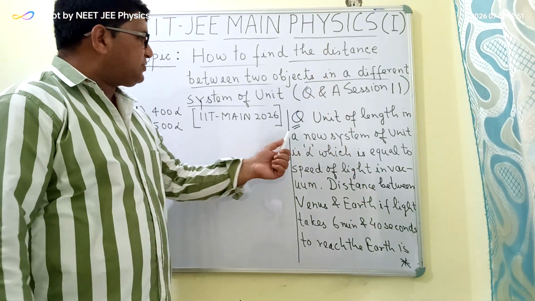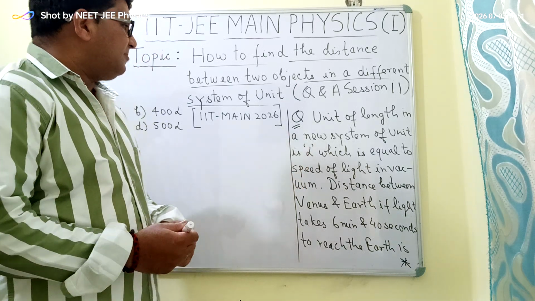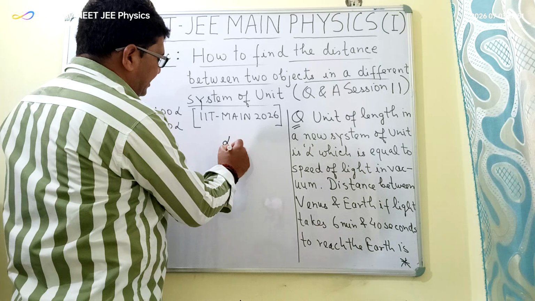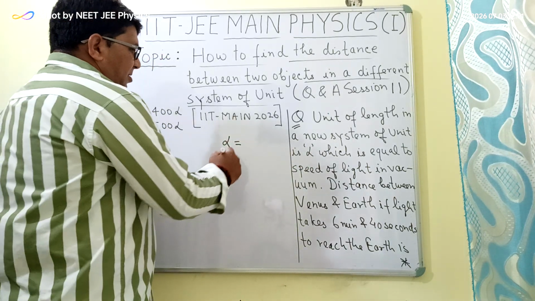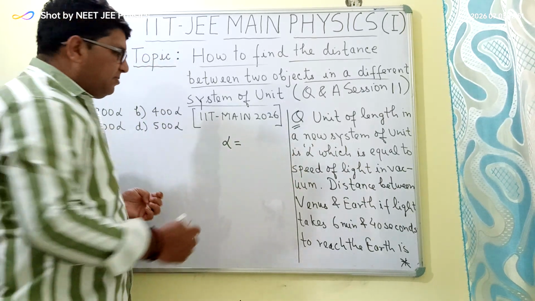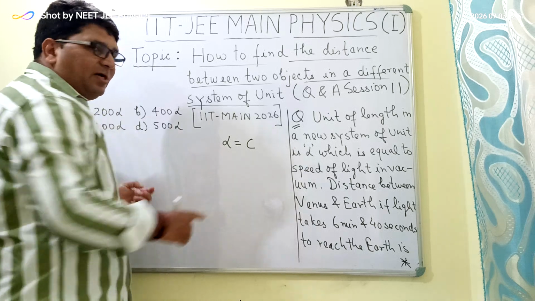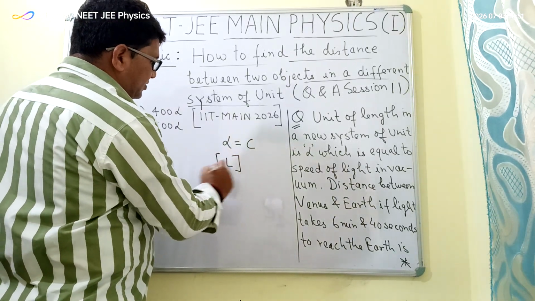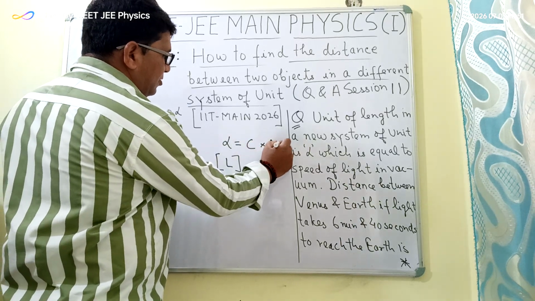Now in the SI system of unit, the unit of length is meter, but in this system of unit, the unit of length is alpha, and alpha is equal to the speed of light in vacuum. So here alpha will be, now the speed of light in vacuum is denoted by c. Now the dimension of alpha will be L. So here alpha will be equal to c into 1 second.